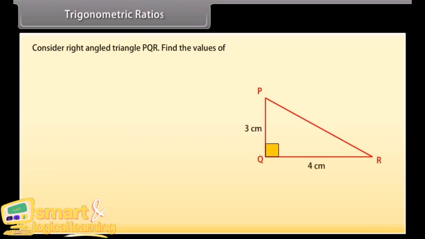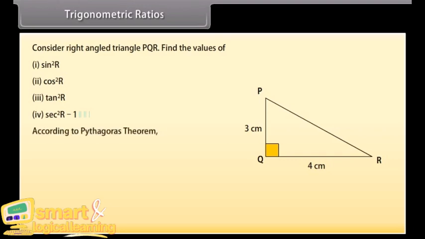Consider right-angled triangle PQR. Find the values of sin square R, cos square R, tan square R, sec square R minus 1. According to Pythagoras' theorem, PQ square plus QR square is equal to PR square. By substituting the values, we get 3 square plus 4 square equals PR square. Now, by calculating it, we get PR is equal to square root 25, which is 5 centimeter.